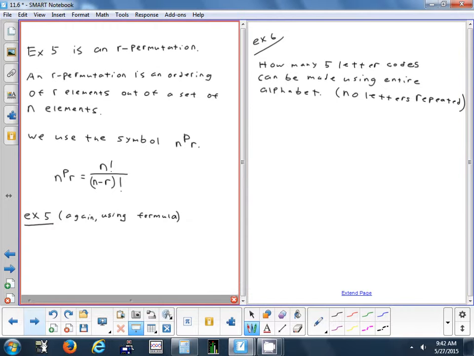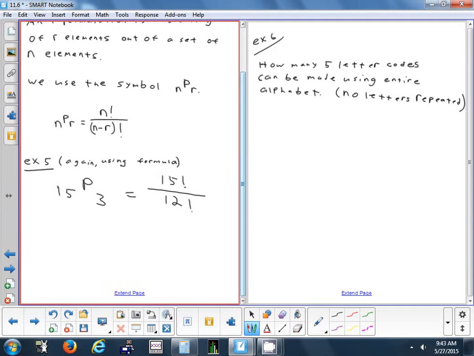Let's do example 5 again using the formula. So the notation would be, we have 15 objects to pick from. And we're going to do a permutation, picking 3 objects at a time. So it says you can do 15 factorial over n minus r factorial. 15 minus 3 is 12 factorial.